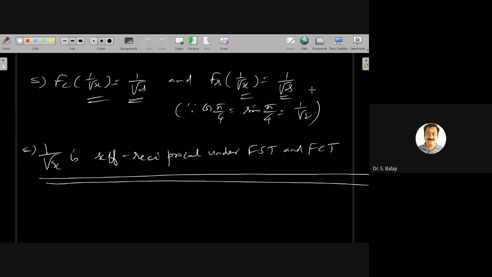Because the transform of the function is itself. Only the variable is changed, but the function is the same function. The transform of the function is itself, and you can say it is a self-reciprocal function. 1 by root x is self-reciprocal under Fourier sine and cosine transform.